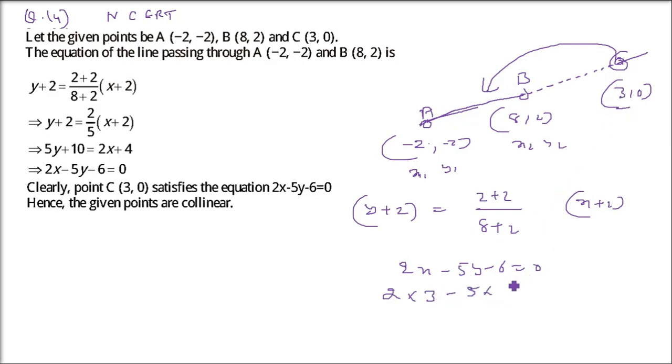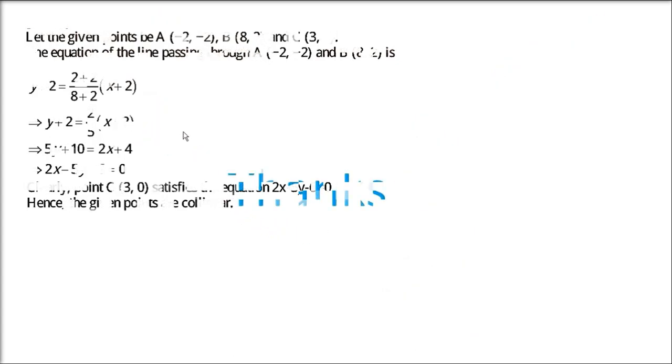5 into 3 plus 4 into 0 minus 22 equals 0? So you have 5 into 3, 15. This will be 0 and minus 22. So 15 minus 22 is minus 7. So 0 equals 0. Left hand side equal to right hand side. This is what we wanted. So these are collinear. So this is all about this exercise. Thank you so much. Take care of yourself.